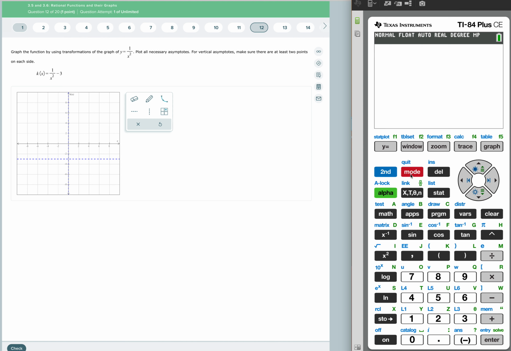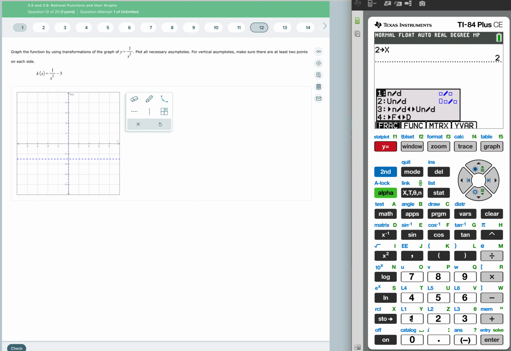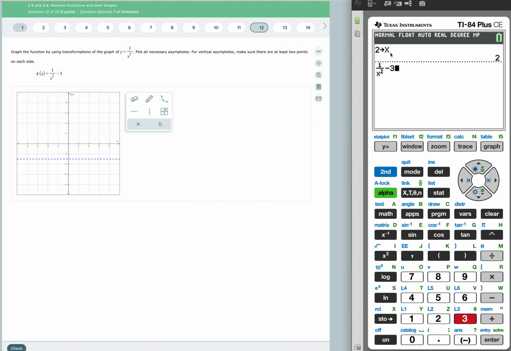So we're going to quit, and now we're going to store. Remember, we said we're going to let x equal 2, store as x. Actually, I didn't have to put that under y equals. I was going to show you another way, but let's just go ahead and do this. So this is alpha y equal 1 divided by x squared. And we will just leave that in there so that we can look at the graph when we're finished. So now x is 2, and it's going to plug it into our function, and we have negative 11/4.